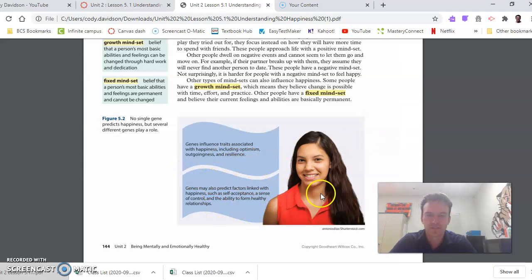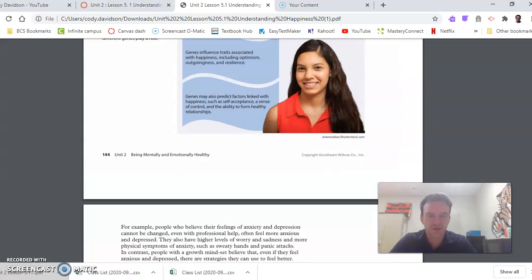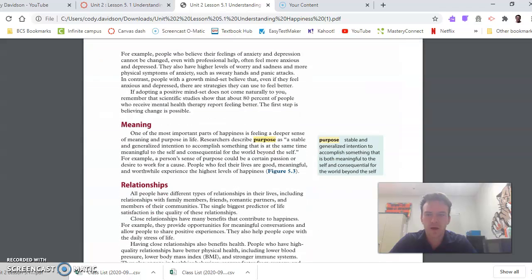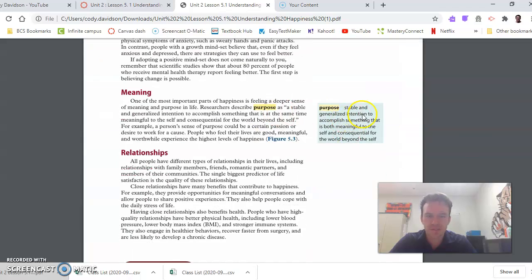So this just talks about some of the things I've talked about with genetics already. Meaning, purpose is a stable and generalized intention to accomplish something that is both meaningful to the self and consequential for the world beyond the self. All right. So purpose is, what do you want to bring to the world? What impact do you have? A lot of people struggle with that.